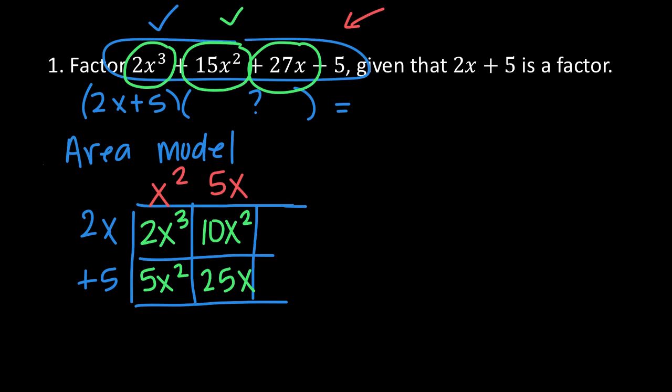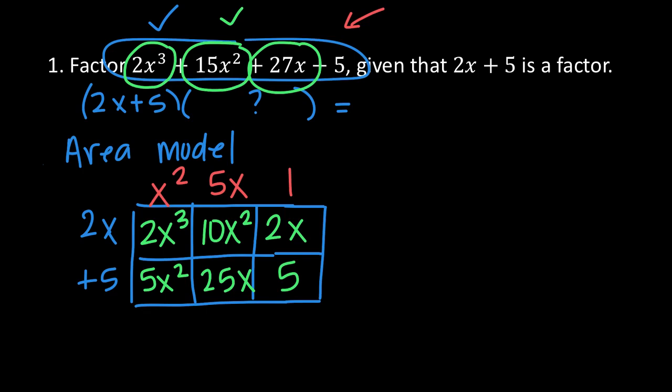I'm going to go ahead and draw more boxes. So again, I just keep adding columns until I'm done. I need the 25x and the box diagonal to it to add up to 27x. So I'm trying to figure out what goes here to add to 25x to get 27x, and that would be 2x. And then I'm going to move up here and figure out what multiplies to 2x to get 2x. That would just be 1. And then I'm going to multiply 1 times 5 to fill in this last box, 5.